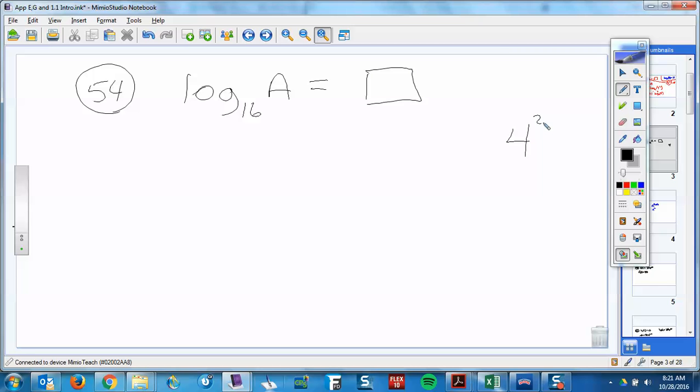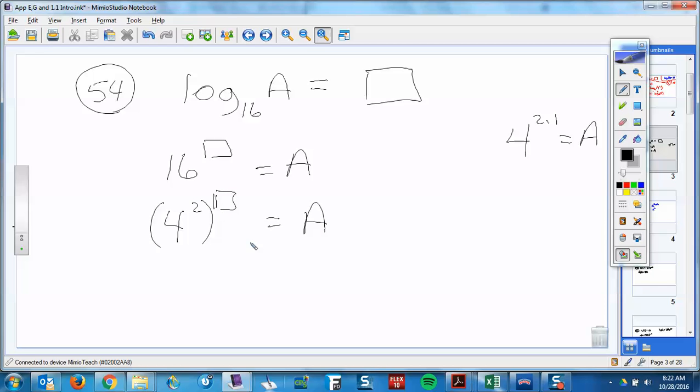So we got 4 to the 2.1 we know is A. Right? And so this is 16 to the what makes A. Right? Yeah, so then you could make this 4 squared to the what?